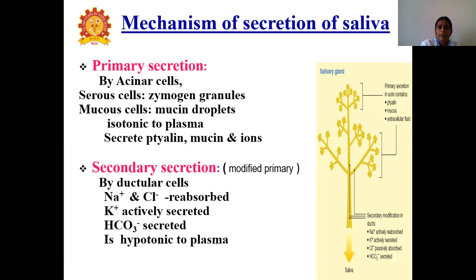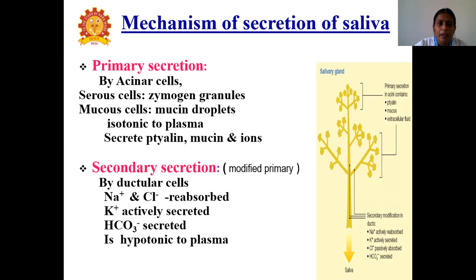Next, the mechanism of secretion of saliva. There are two secretions: one is primary secretion and the other is secondary secretion. Primary secretion is the secretion of the saliva by the acinar cells. I said the salivary gland has two parts: the acinus and the ductal part. The acinar part secretes the primary secretion.